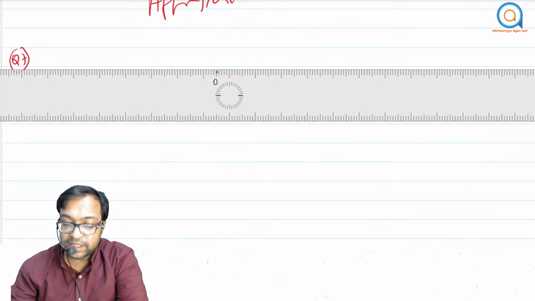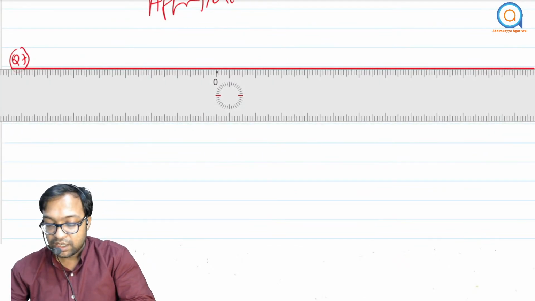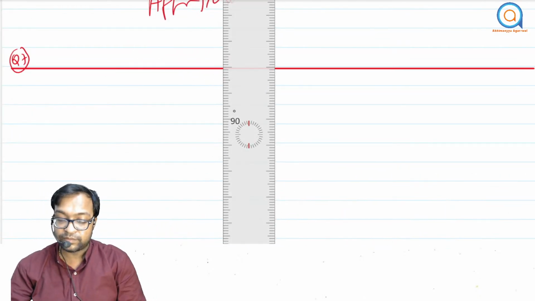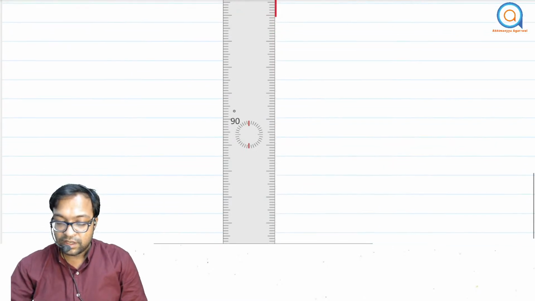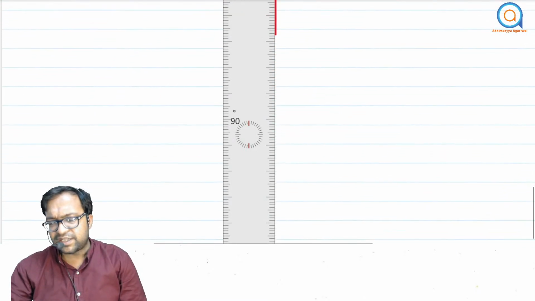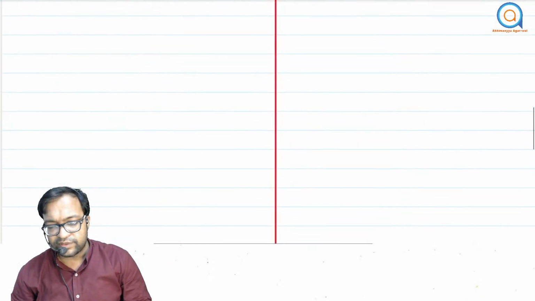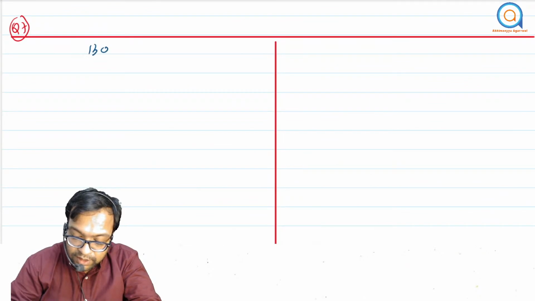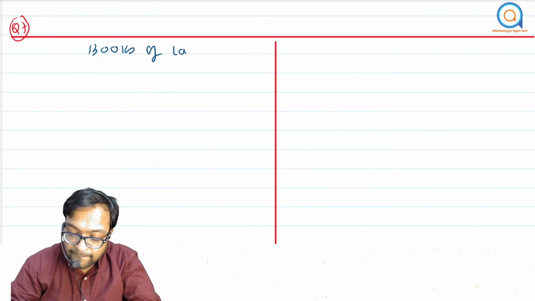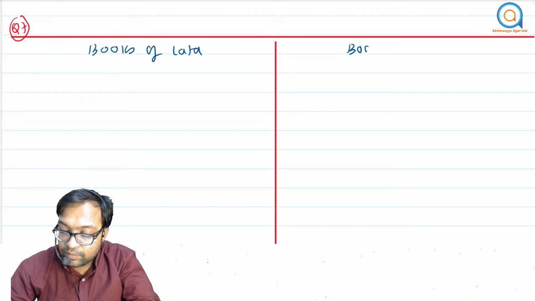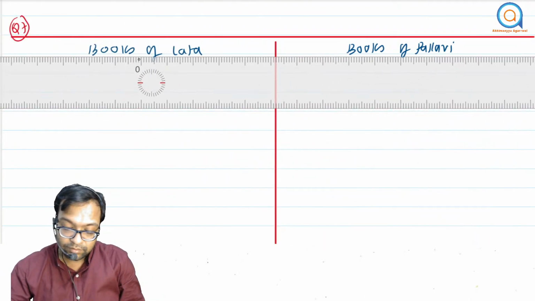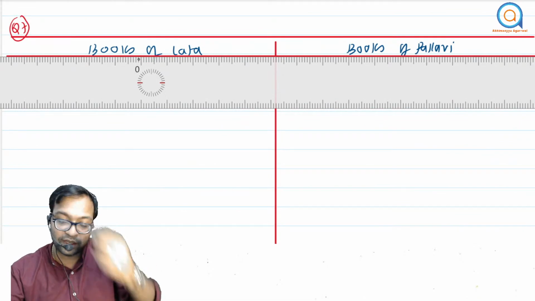Divide your page into two parts. One side will be books of Lata and one side it will be books of Pallavi. Acha, I will not be writing the narrations. Narrations you can handle, huh? So I'm not wasting time in narration today. One is books of Lata, another one is books of Pallavi.